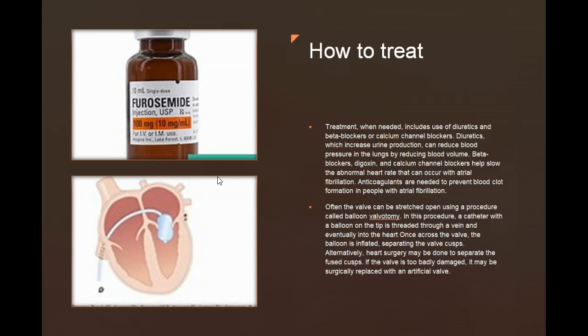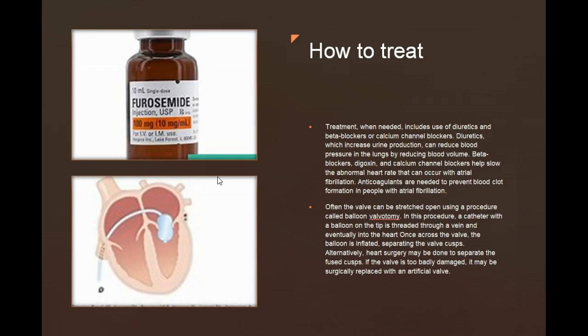One of the procedures that can be done for treatment of mitral stenosis is balloon valvotomy. What they do is they advance a catheter right where the valve opens and closes, and then they inflate a balloon which separates the valve cusps.